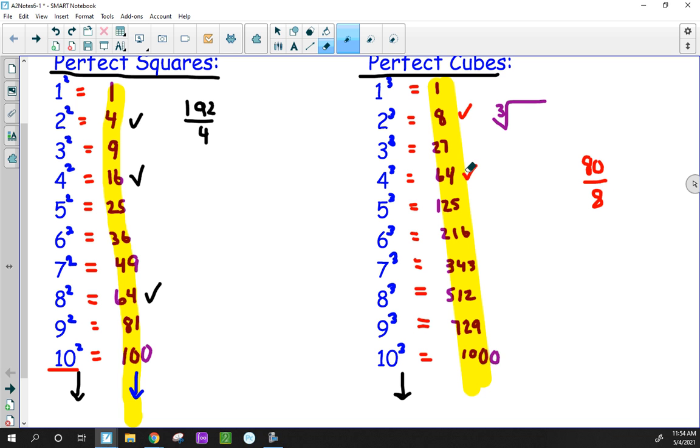Okay, let me get rid of my previous check mark. Divide 80 by 27, it does not. Divide 80 by 64, that won't work. Dividing 80 by 125 does not make sense because this is bigger, so it's not going to go into a smaller number. The only perfect cube I can find that divides into 80 is 8.